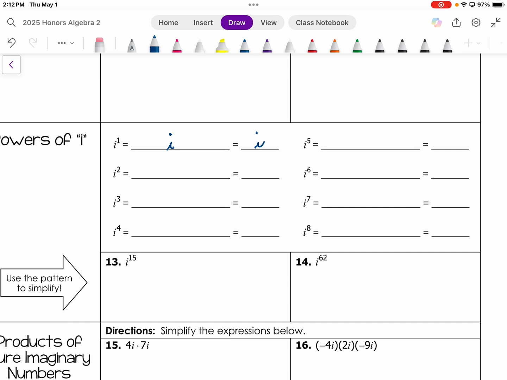i squared. Well, technically, that's i times i, which is equal to, in this case, the square root of negative 1 squared. And the square and the square root cancel, and my answer is negative 1. This is what ends up happening.